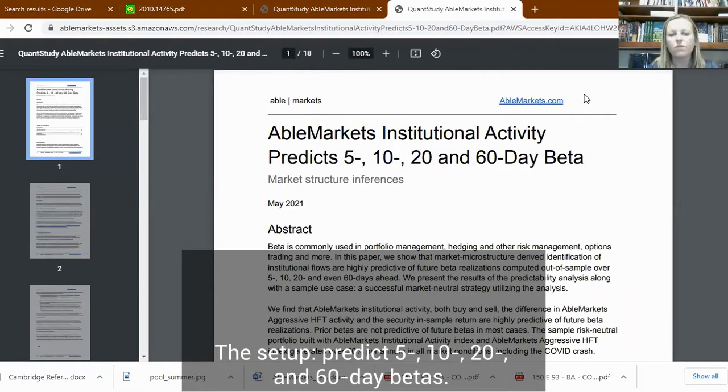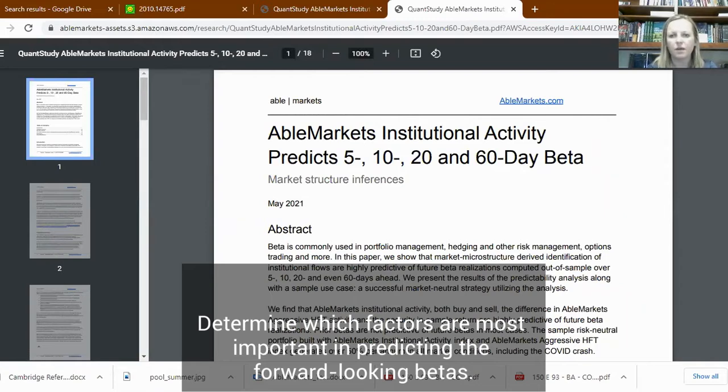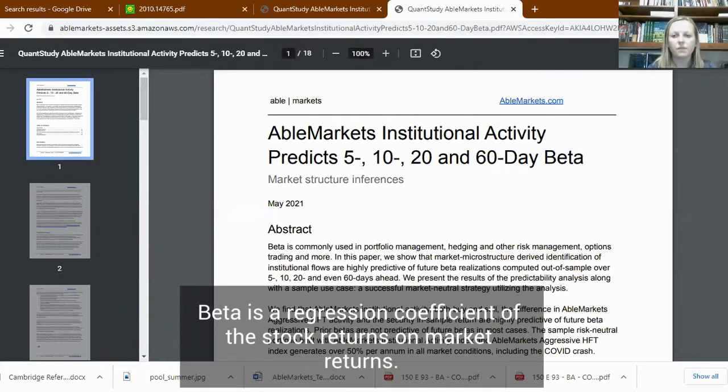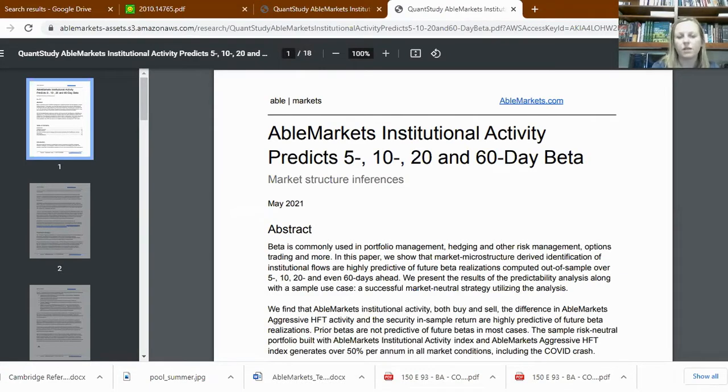Okay, so what we're going to do is we're going to use different factors, try to predict 5, 10, 20, and 60-day beta in equities. Beta, as you know, is basically a regression coefficient of equity returns on market returns. And for the market returns, we typically use the S&P 500, although some people use equally weighted market returns.